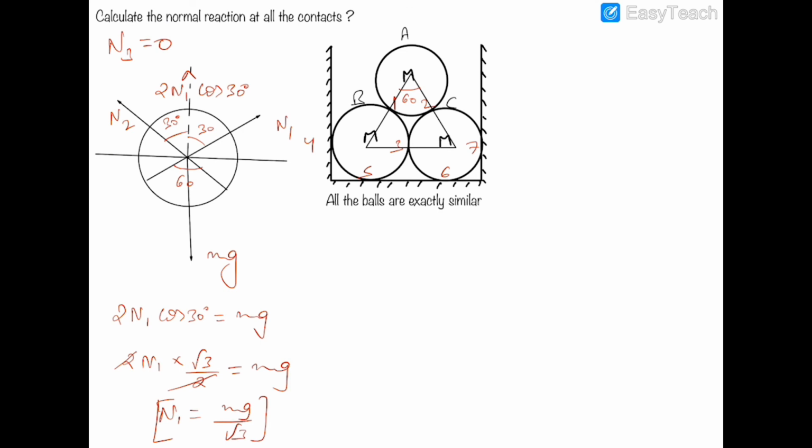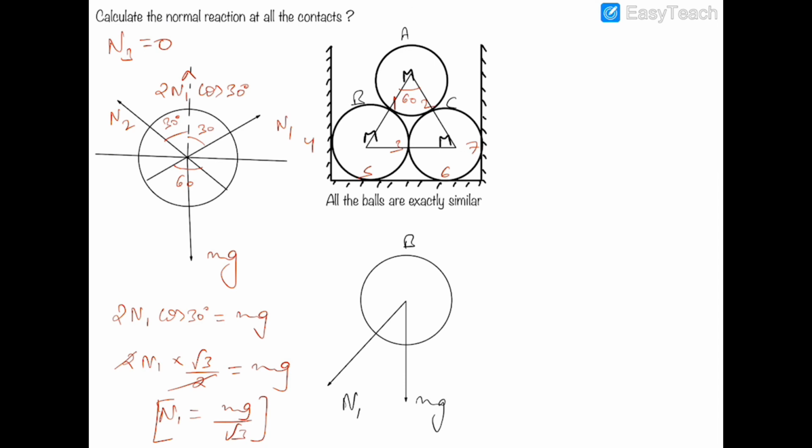Now if I draw the free body diagram of ball B, I can see that this is ball B and mg would be acting on ball B downwards. This is mg, and there would be a normal reaction N1 in the downward direction. This is the reaction of the normal reaction N1 which B has applied on A. So A will apply this same force on B in the opposite direction.